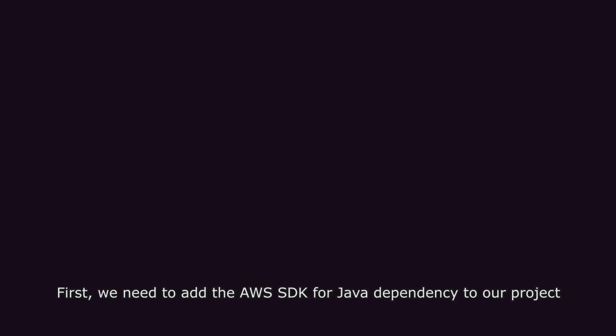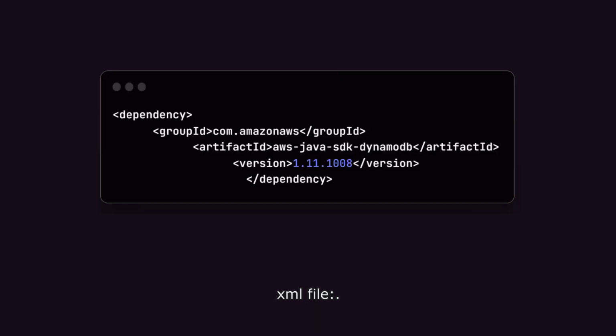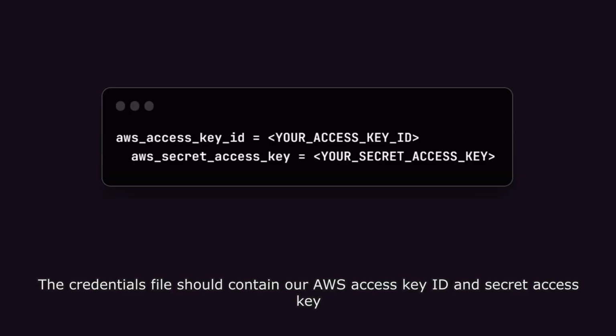Let's start by setting up our project. First, we need to add the AWS SDK for Java dependency to our project. We can do this by adding the following code to our pom.xml file. We also need to set up our AWS credentials. We can do this by creating a credentials file in our AWS directory. The credentials file should contain our AWS access key and secret access key.